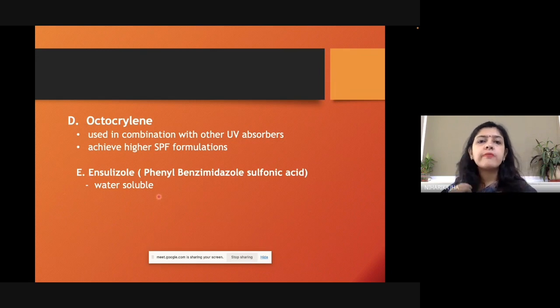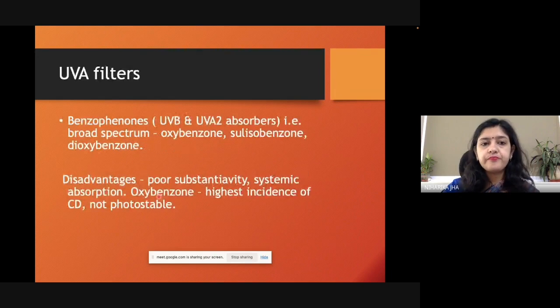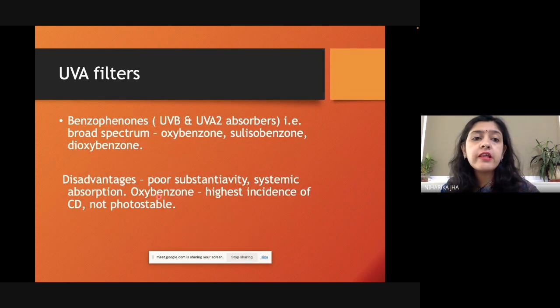So if we are prescribing a sunscreen to a person who does activities like swimming, etc., or maybe he sweats a lot, the sunscreen containing ensulizole is probably not a good choice for him because this particular ingredient is water soluble. Now coming to the various UVA filters, the UVA filters are primarily the benzophenones.